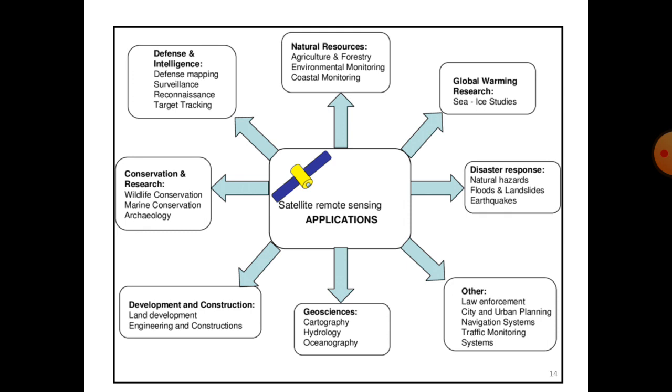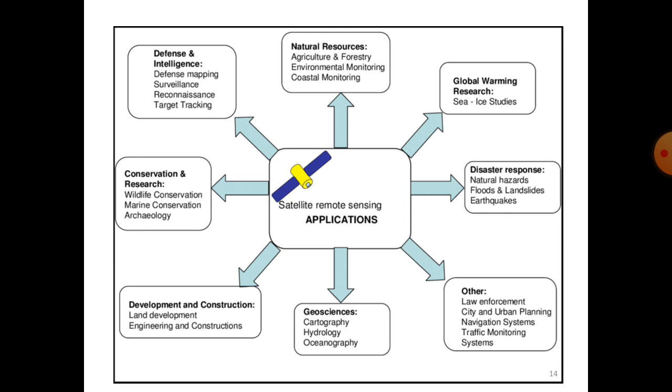Next, it is widely used in the development and construction fields also. Urban development and engineering of construction can be done, or information can be gathered, by using satellite remote sensing. It is also widely used in conservation and research fields, such as wildlife conservation, marine conservation, archaeology, etc. Satellite remote sensing finds its application even in the defense and intelligence field also.